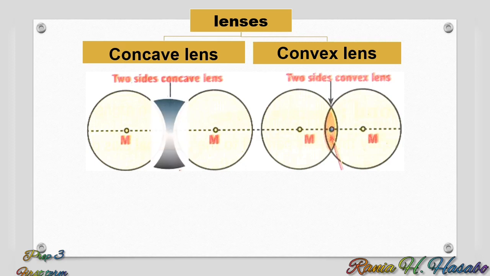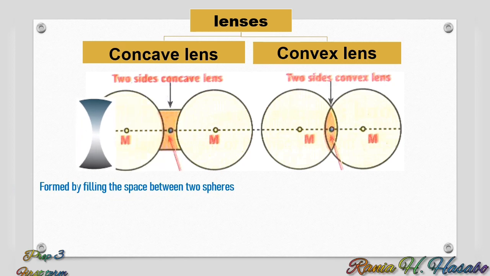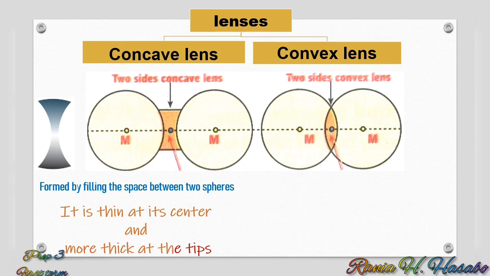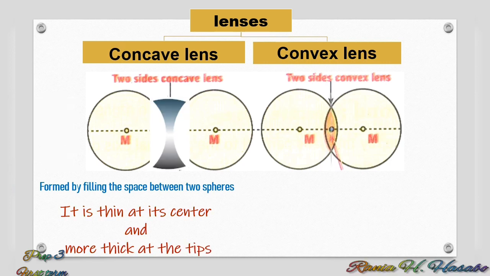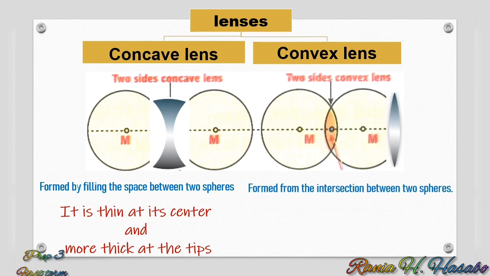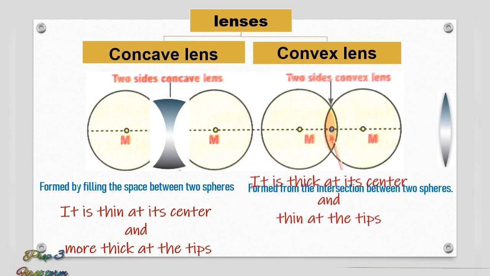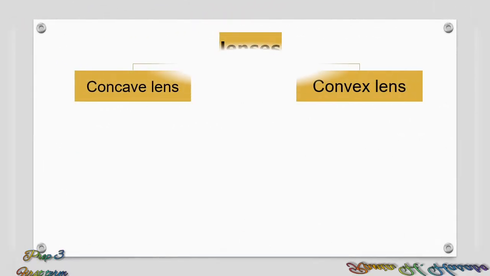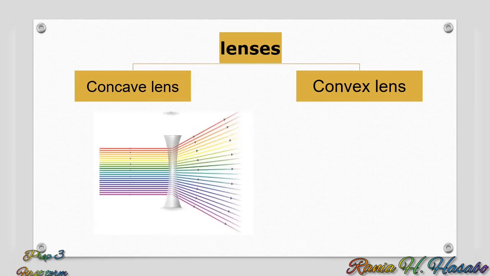The first one, concave, is formed by filling the space between the two surfaces. So finally its shape is thin at its center and thick at the tips. While convex lens is formed from the intersection between the two spheres. So finally it is thick at its center and thin at the tips. Yes, we will study two types only of lens, concave and convex.